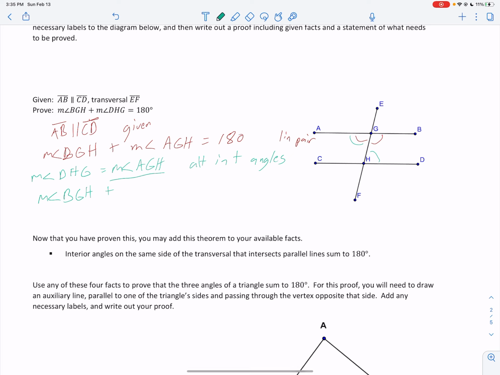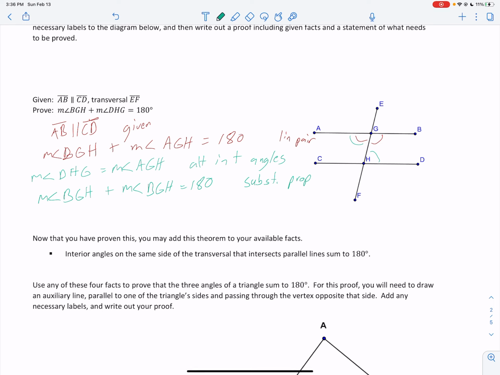But here's what's cool about that. I have this statement right here that says that's equal to DHG, which means that I can use substitution right here. And instead of writing this part of that first equation, I can write what it's equal to using substitution. The measure of angle BGH. And that's equal to 180. And that's because of the substitution property of equality.